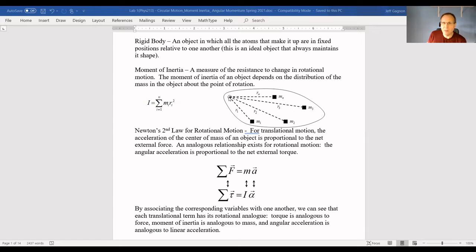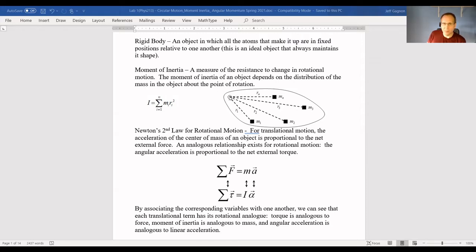So in this case, we're choosing this point right here. So M1 is R1 away from that point. M2 is R2 away. This is like its radius from that point. M3 is R3 away, and so on and so forth, all the way up to Mn, which is Rn away. Well, then the moment of inertia is defined to be the sum of each mass times its distance squared from the rotation point.